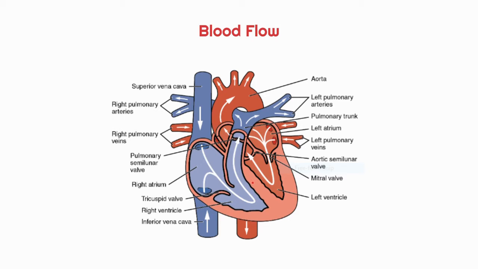Also, notice that the left ventricle muscle is much thicker than that of the right ventricle. This is because the right ventricle pumps blood to only the lungs, while the left ventricle needs to pump blood throughout the body.